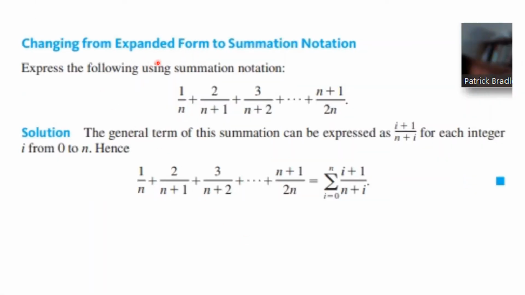This is changing from expanded form to summation notation. So we have this, and we want to write it this way. And you see what's really going on is we're going from 1 to n plus 1. So the general term is going to be i plus 1, and we're going to start from 0. So writing this in summation notation, this would be what we have, but that ends up being the summation i equals 0 to n of i plus 1 over n plus i.